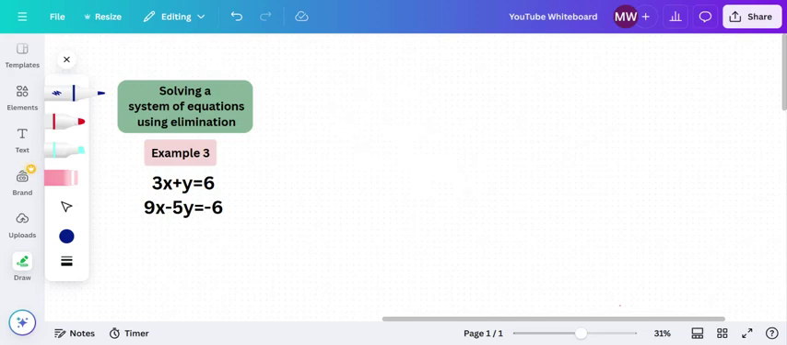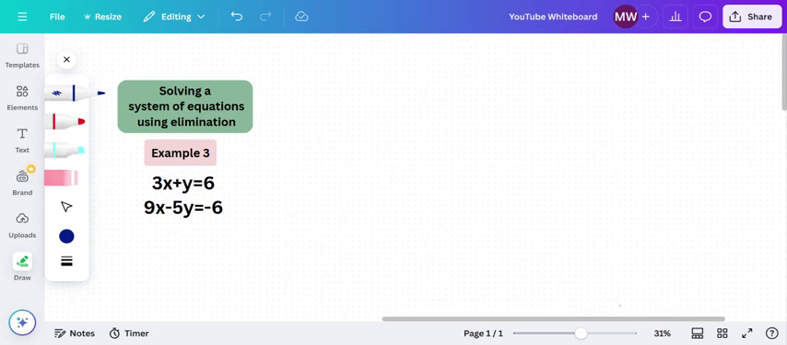In this video, we're going to continue practicing solving a system of equations using elimination. Since this is our third example, we're going to start to get into some more difficult problems. I'm actually going to do this problem twice all the way through. The first time, I'm going to show you how to cancel out the x's, and the second time, I'm going to show you how to cancel out the y's.